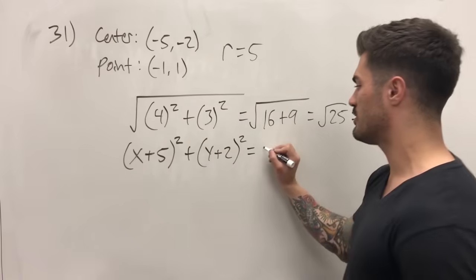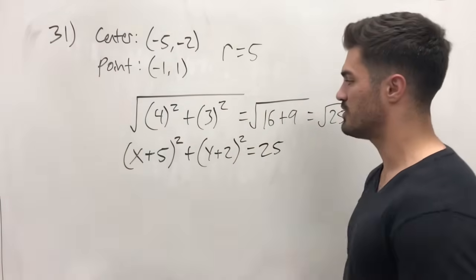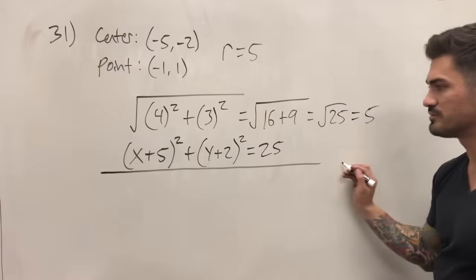Don't forget that this is r squared. A lot of people make that mistake. R squared. So that's 25. And this is the equation.